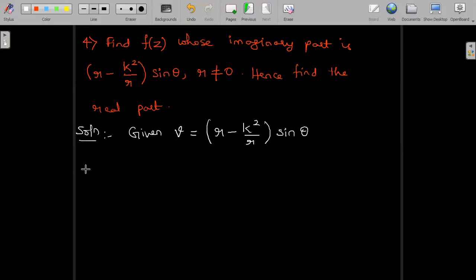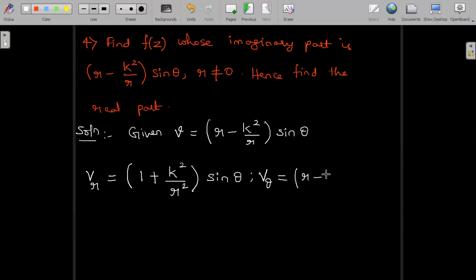Let us find out the partial derivatives with respect to r and theta. So with respect to r, sin theta is a constant. Differentiation of r is 1, minus k square as it is. Differentiation of 1 by r is minus 1 by r square, so this becomes plus here, minus of minus, keeping sin theta as it is. Similarly, when I want to differentiate with respect to theta, v theta will be keeping r minus k square by r as it is. Differentiation of sin theta is cos theta.